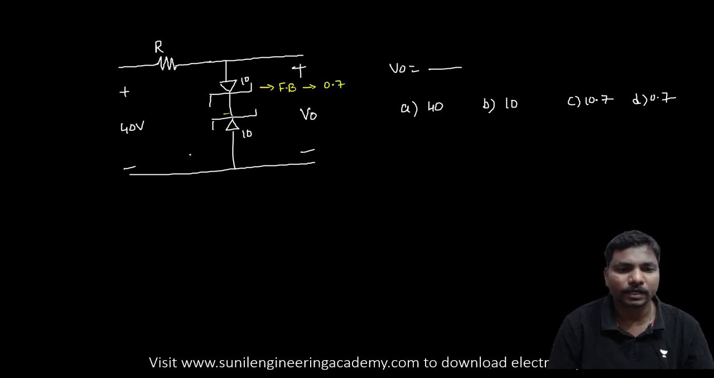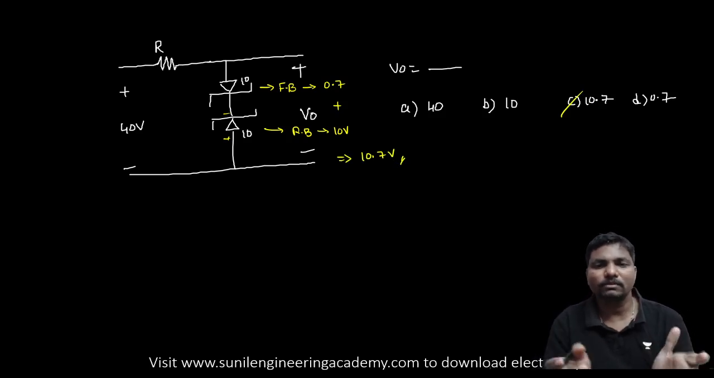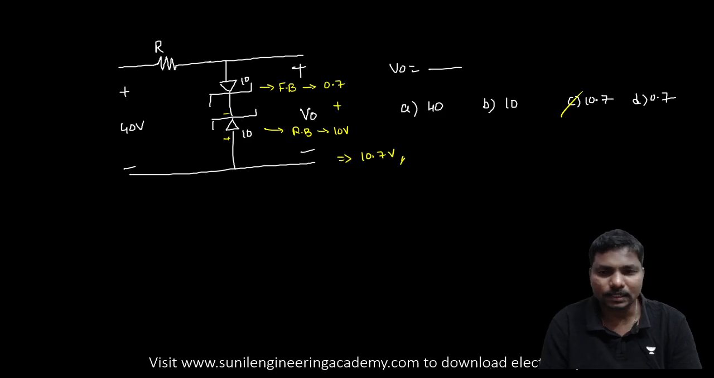Positive to negative, negative to positive, it is in reverse bias. Reverse bias means here the GNR voltage is 10 volts. So both are in series. If the voltages are in series, we have to add them: 10.7 volts. The answer is option C. How simple is this? Correct?